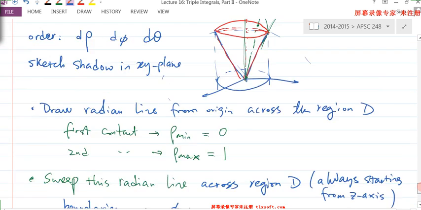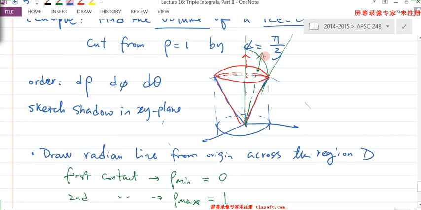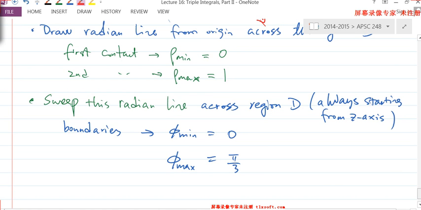And the last step: if you drop this reading line into the xy plane, then you have a projection, right, in the shadow here. The last step is basically to sweep this projected line across the whole shadow and find the limits for theta min and theta max that contain this shadow. So guess what? Because the shadow is just one shadow across this 360 degrees, when you sweep, the theta limits are 0 to 2 pi. Okay, so that's the last step here.